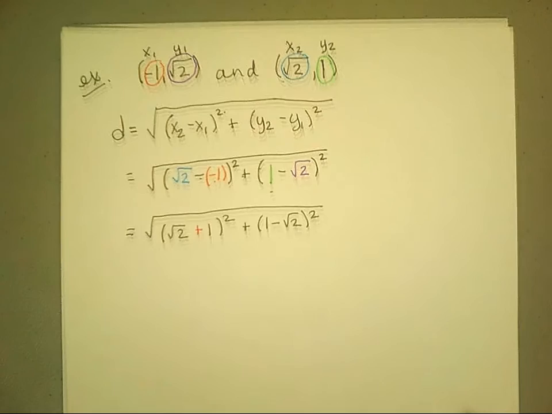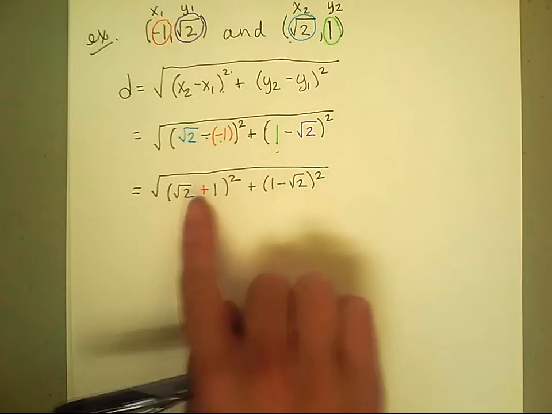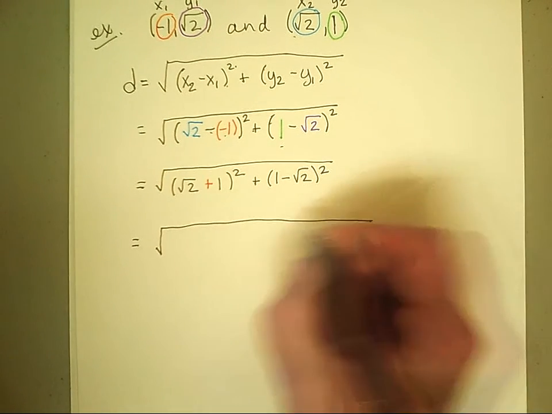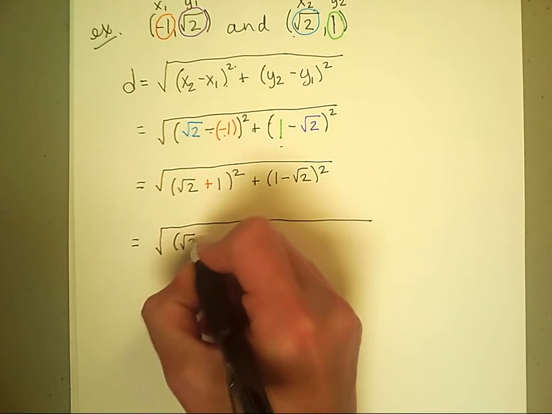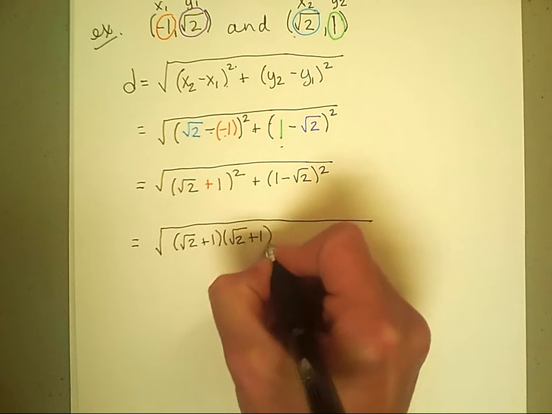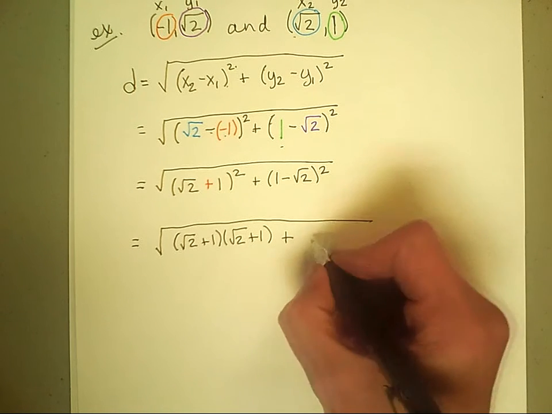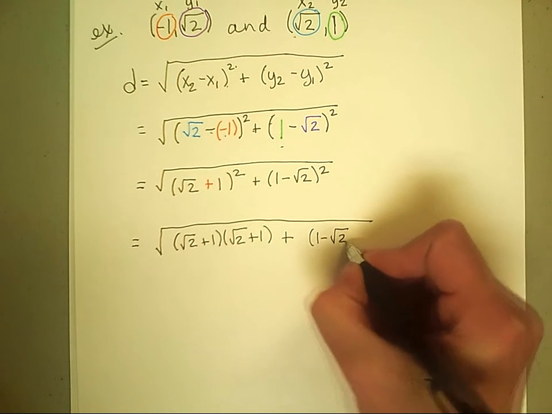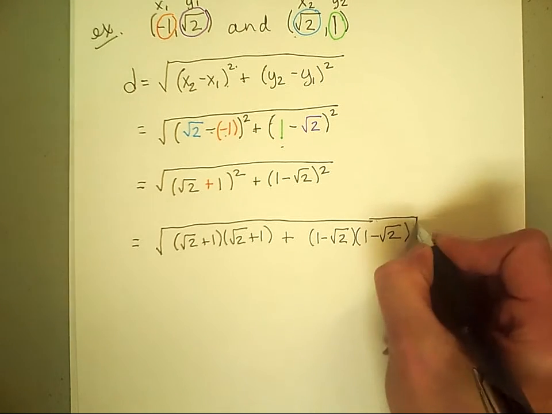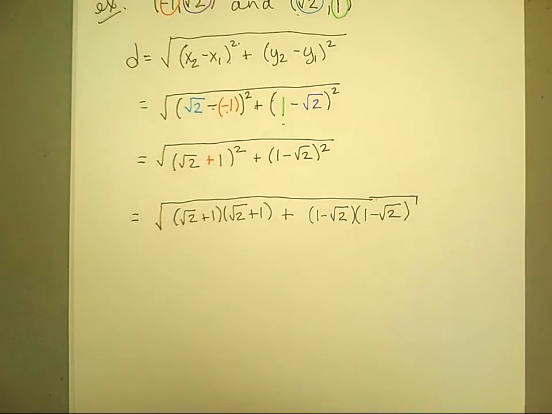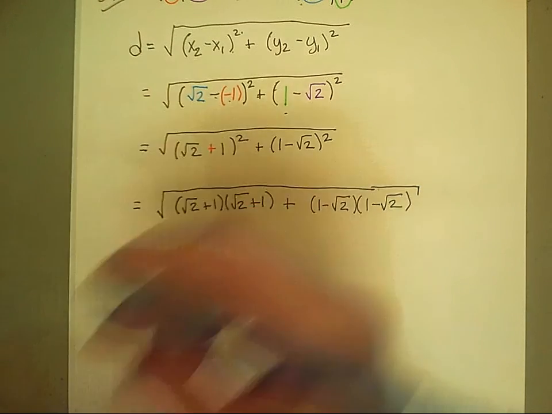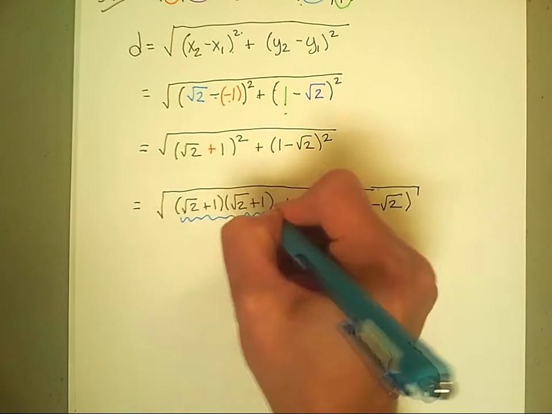Okay, so this is going to take a little bit of work. We need to simplify these, so we have to square them out. Remember, this means the square root of 2 plus 1 times the square root of 2 plus 1. And then we add, and this means 1 minus the square root of 2 times 1 minus the square root of 2. Make sure your radical bar goes all the way over. Okay, now let's FOIL this out.